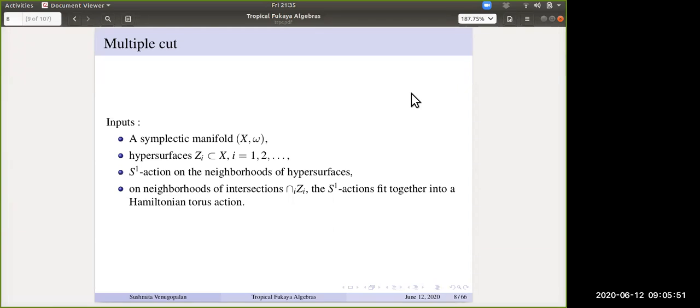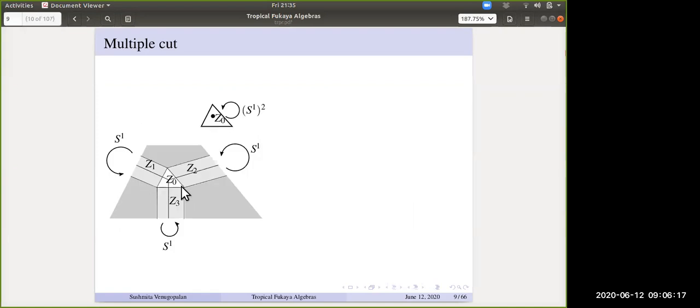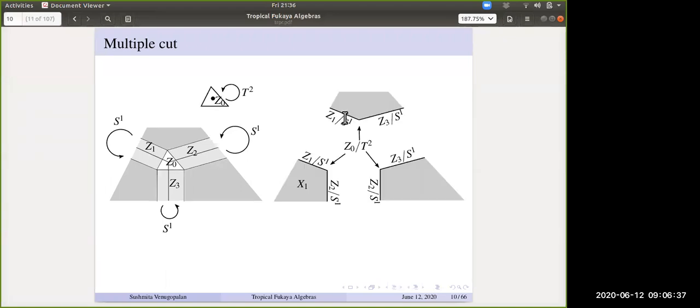Now let's move on to the notion of a multiple cut, which is a natural generalization of the single cut. In this case, we have a symplectic manifold and a collection of hypersurfaces with S1 actions on their neighborhoods. At the intersection of these hypersurfaces, the S1 actions fit together into a Hamiltonian torus action. So this is a picture to keep in mind. Z1, Z2, and Z3 are hypersurfaces which meet in Z0, and all of these neighborhoods have S1 actions. In the center where all of them meet, there is a torus action, so that these S1 actions are the restrictions of the torus action.